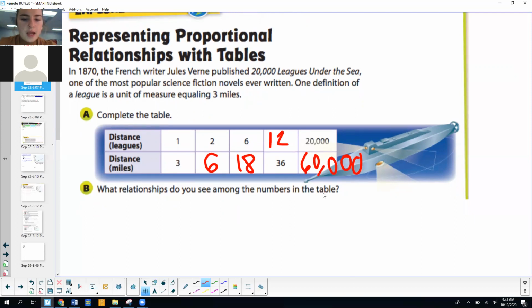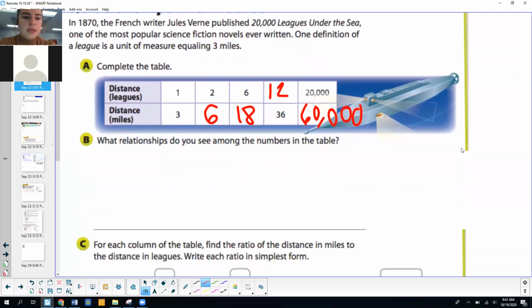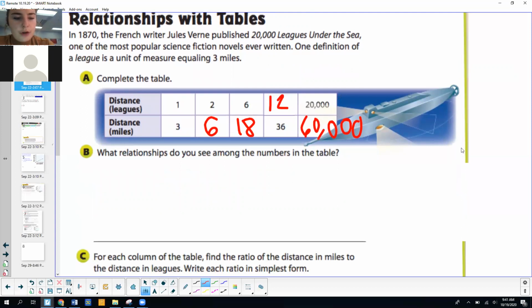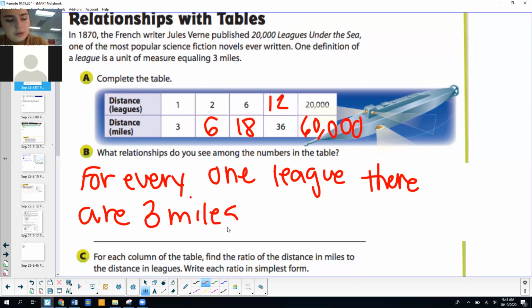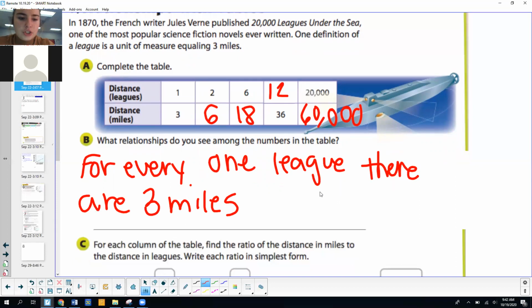What relationships do you see among the numbers in the table? So we already kind of talked about this, but one relationship we see is for every 1 league, there are 3 miles. So this is meaning for 2 leagues, there's 6 miles. For 6 leagues, there's 18 miles. So we're kind of starting to see that relationship.